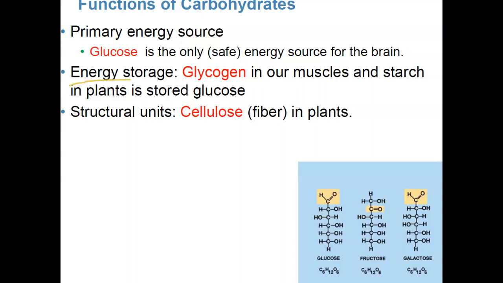And it stores energy as glycogen in our bodies, in starch in plants, and these are chains of glucose. The glycogen is a multi-branched one, breaks down super fast. Starch is a very straight linear one that breaks down super slowly. And cellulose is fiber in plants. So those are the functions. Energy storage, primary energy source, and then we have fiber. And again, we'll talk more about fiber in nutrition.